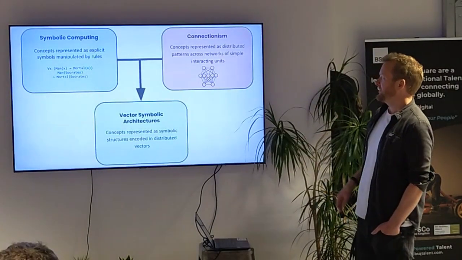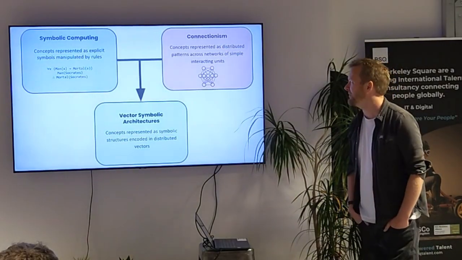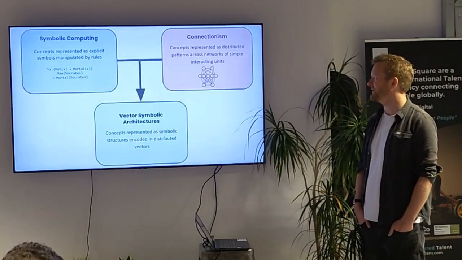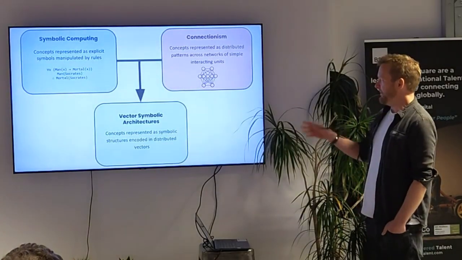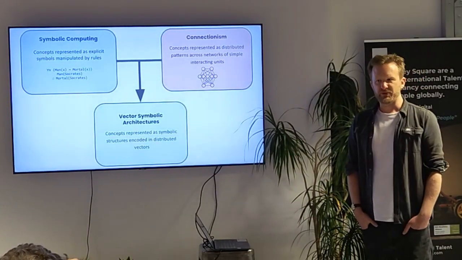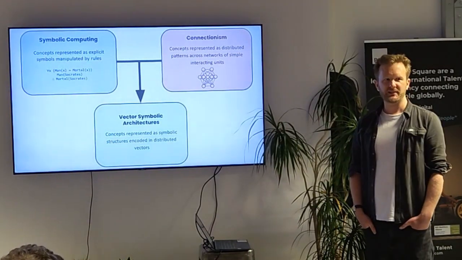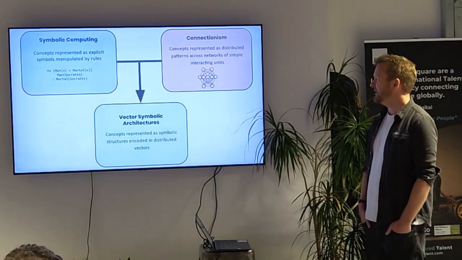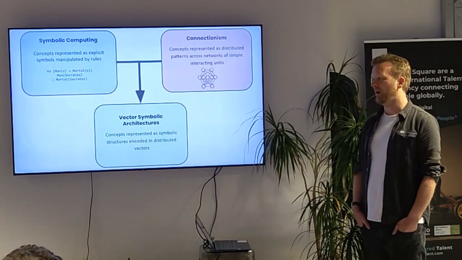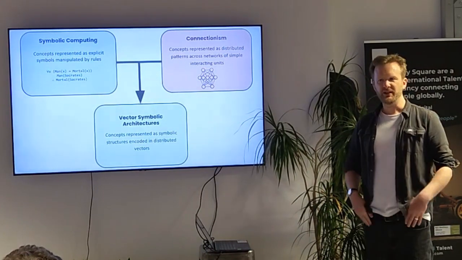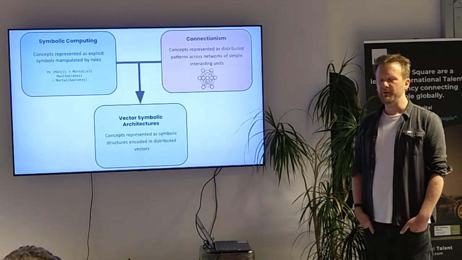Connectionism is, again, the other side of the fence in the field of AI. And this is where concepts are represented as distributed patterns across networks of simple interacting units. Neural networks, I guess everyone's probably at least heard of, if not played around with them a little bit, fall into this field of connectionism. And obviously, if we look inside a neural network, you're not seeing a particular part of that network which represents a concept. The ideas are spread in a distributed way across these nodes.